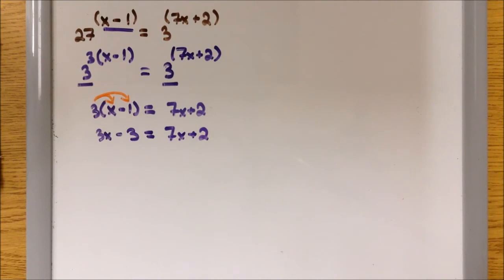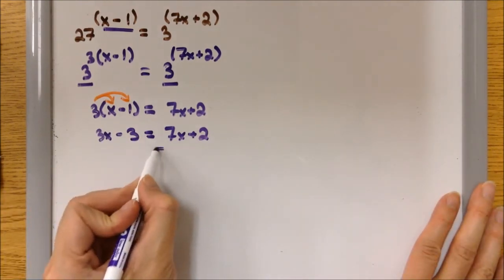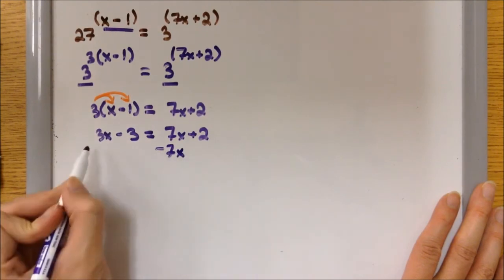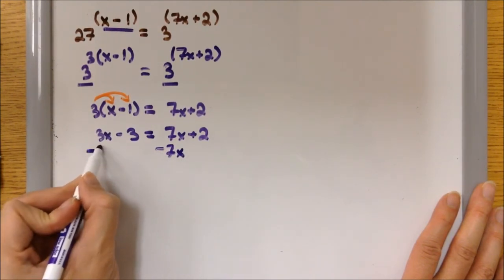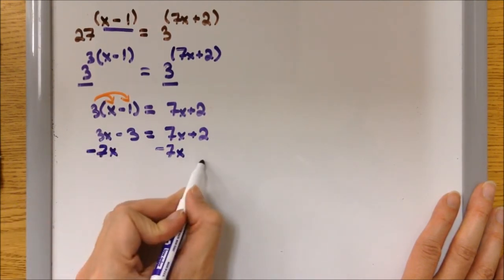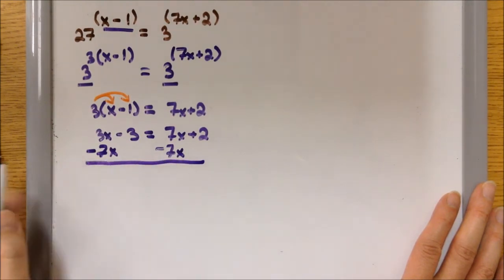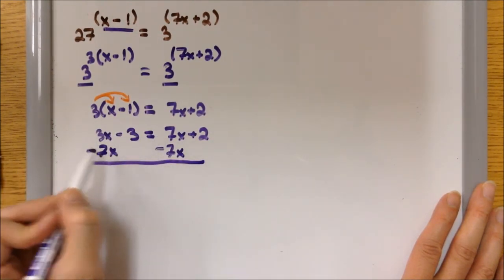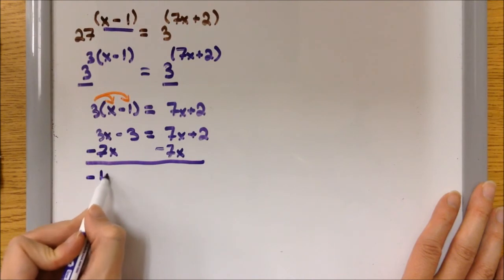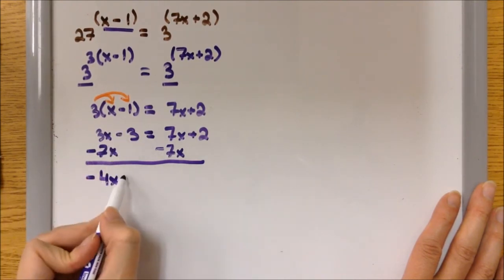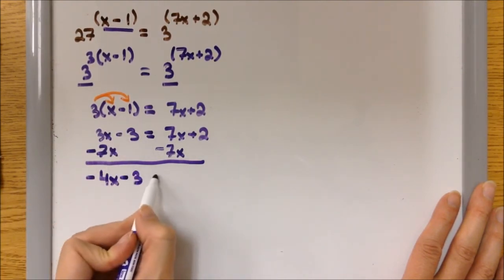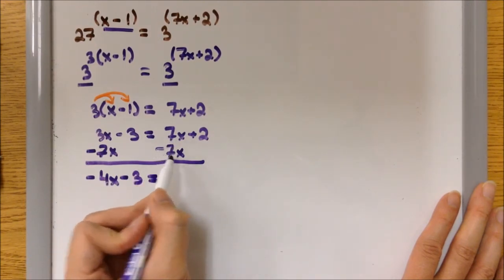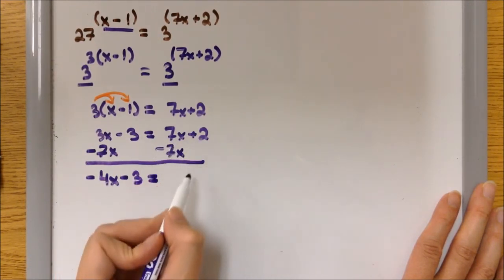Alright, now it's another multi-step equation. So I'm going to get all the x's to the left side. So I'm going to cancel out the 7x from the right side and then do the same thing on the left. So minus 7x. So 3x minus 7x will be negative 4x. I'll bring down the minus 3. 7x minus 7x will cancel out, so I'm not going to worry about that. I'll bring down the plus 2.